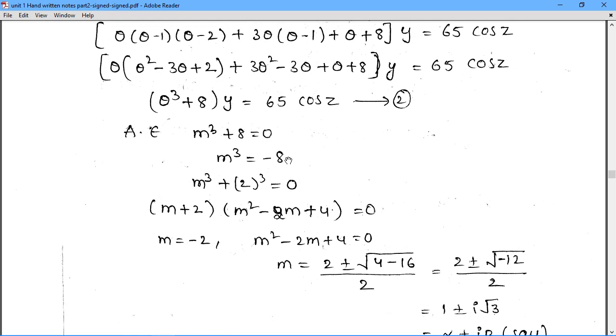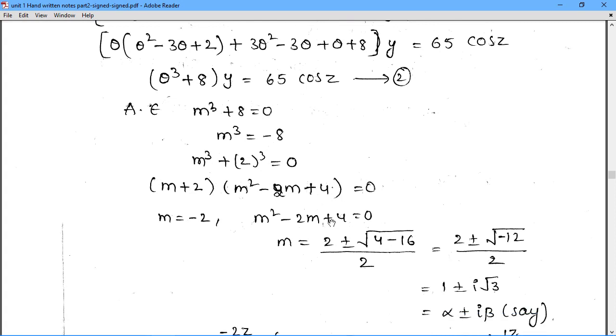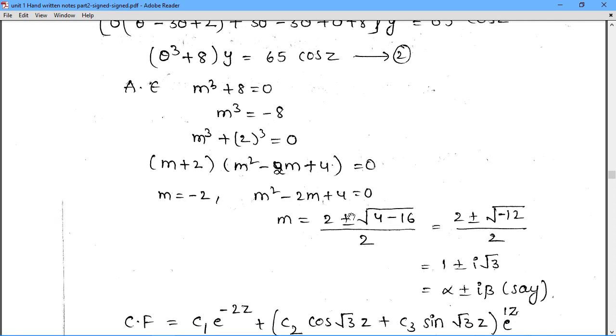For this, we have to write the auxiliary equation, which is obtained by replacing theta as m. So m cube plus 8 equal to 0. M cube is minus 8, but 8 can be written as 2 cube. It looks like a cube plus b cube, but the formula is a plus b into a square minus ab plus b square. A is m here, b is 2 here. A plus b into a square minus ab plus b square. So simplifying, we'll get the quadratic equation whose two roots are minus b plus or minus root of b square minus 4ac by 2a.